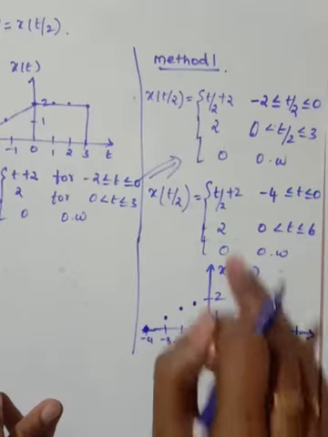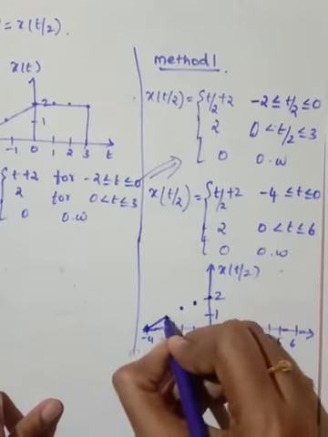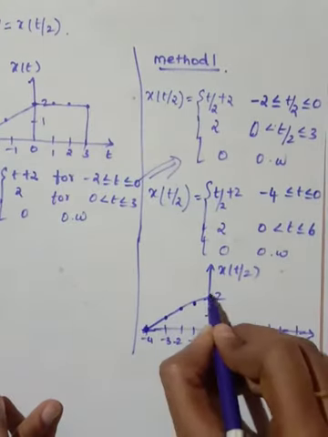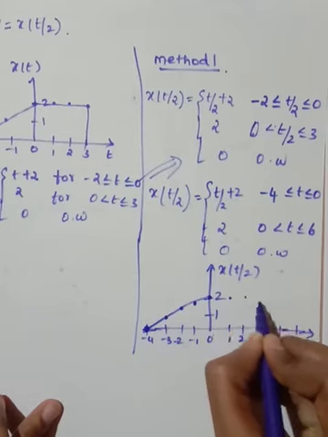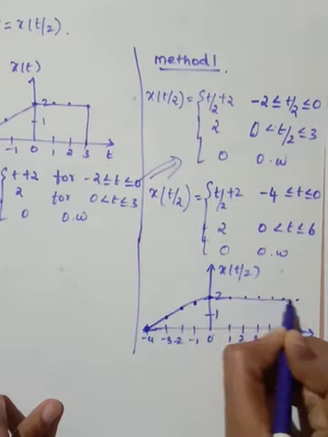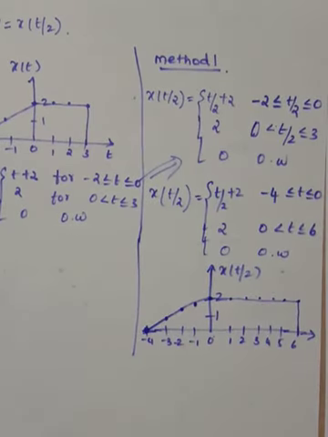Okay, so the next one is when you substitute 0, you will get 2. So here slope will be like this. Okay, so the next one, in between 0 to 6, the entire value is 2. So here no need of any calculation, just directly we can have it. Okay, so this is the signal we have obtained now.